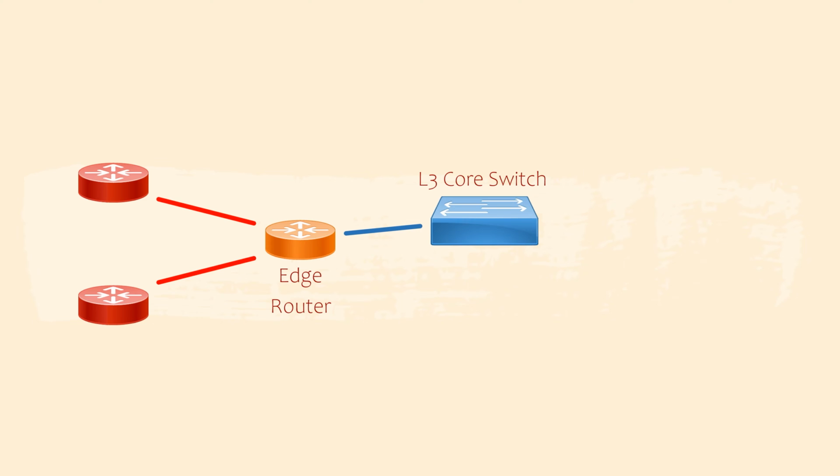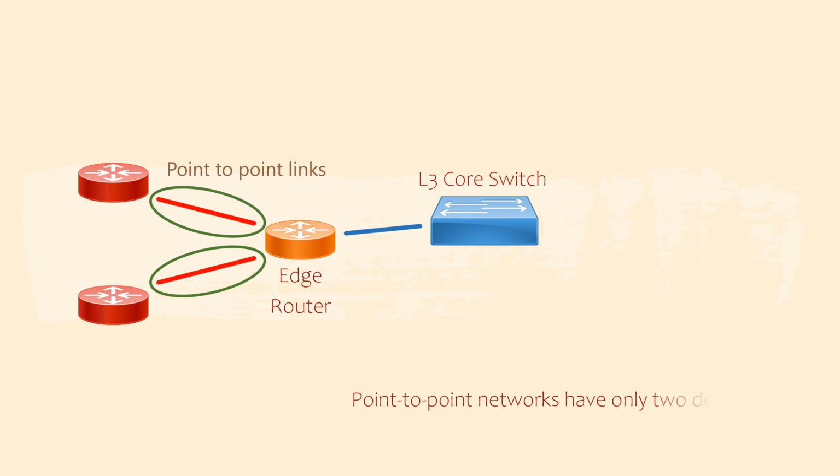You'll notice in the topology that each WAN link has only two devices, the router at the branch office and the router at the main office. We call these point-to-point links as they're simple links between two points. That is, they're very small networks with only two devices.